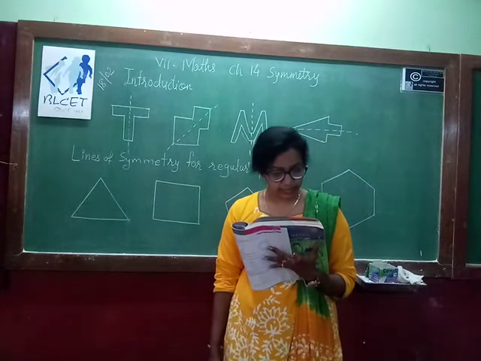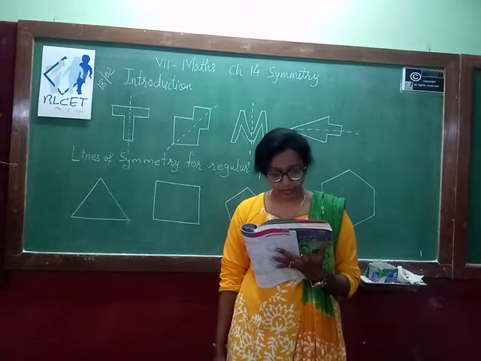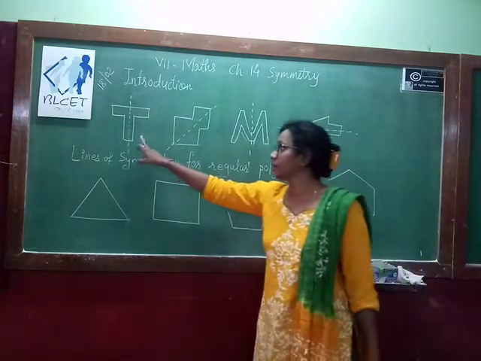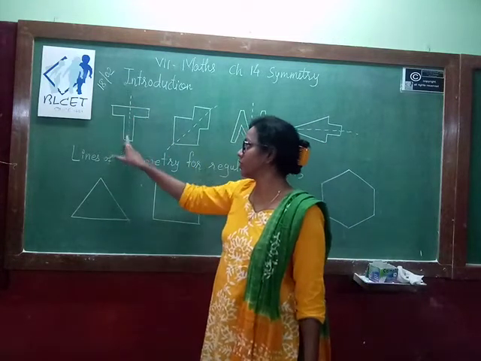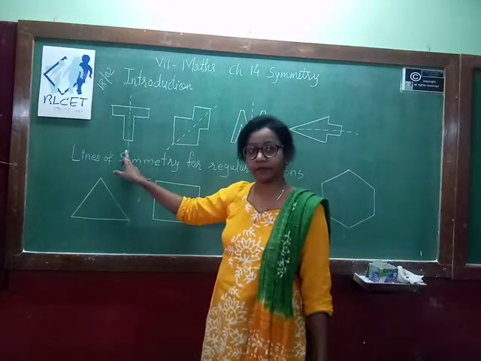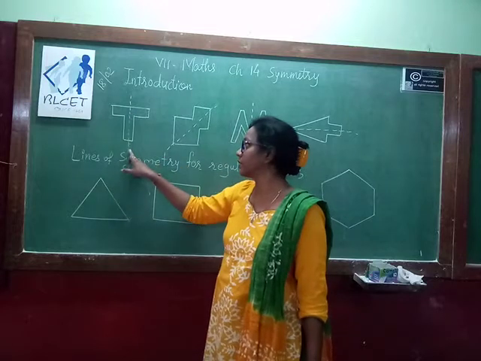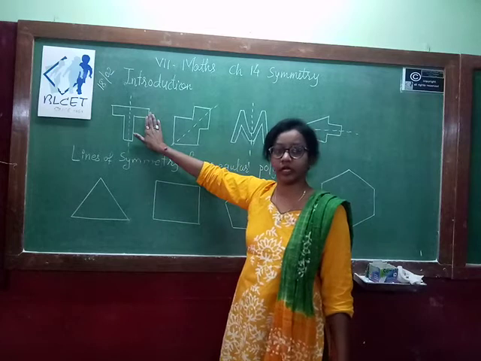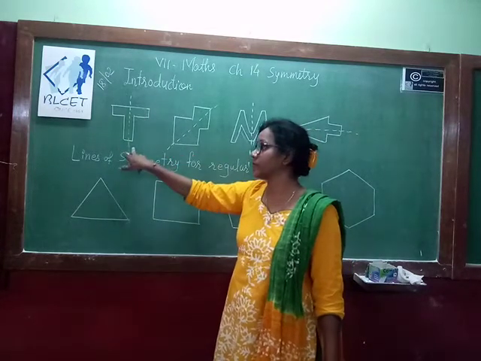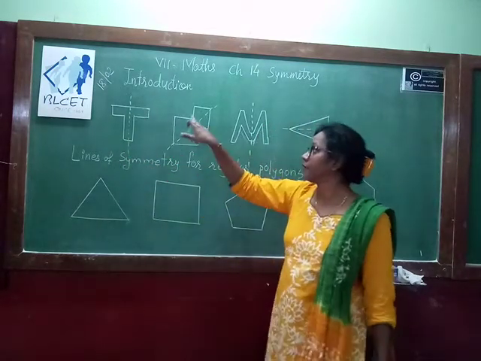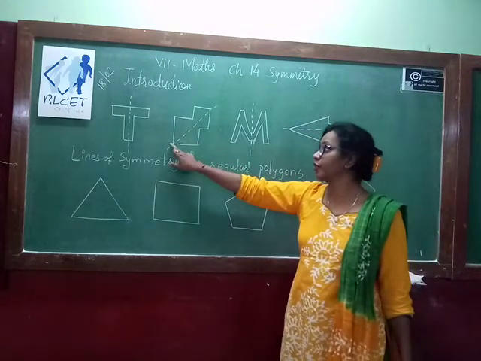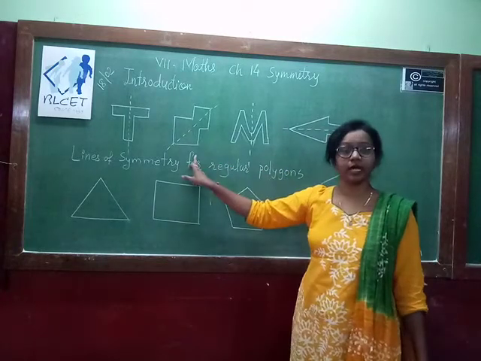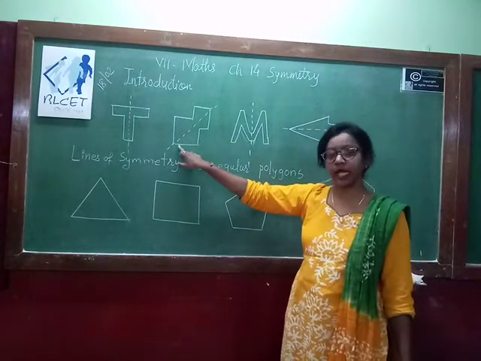Study the following figures in which the lines of symmetry are marked with dotted lines. We have the alphabet T. When you draw the vertical line of symmetry, this portion and this portion are similar to each other. So alphabet T has one line of symmetry. If you consider the other diagram and join these opposite points, this portion and this portion are both similar to each other. So it has one line of symmetry.